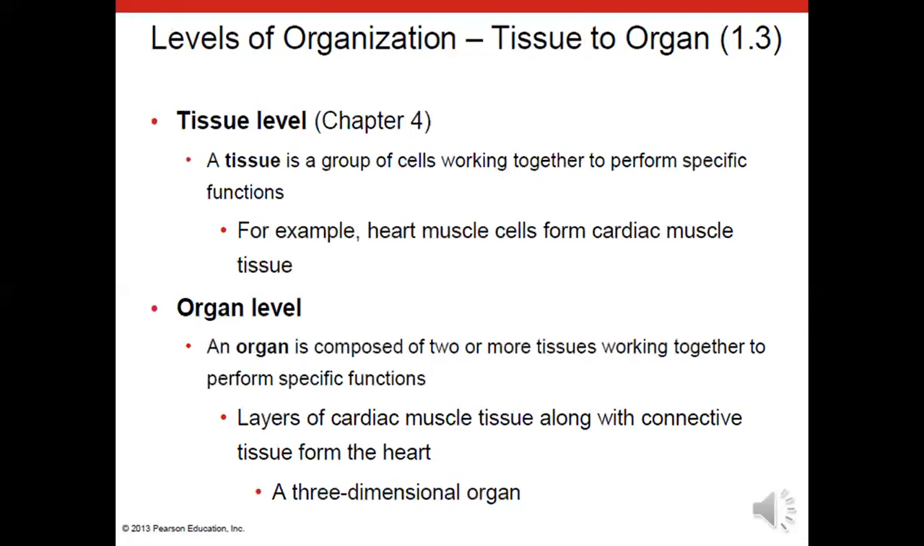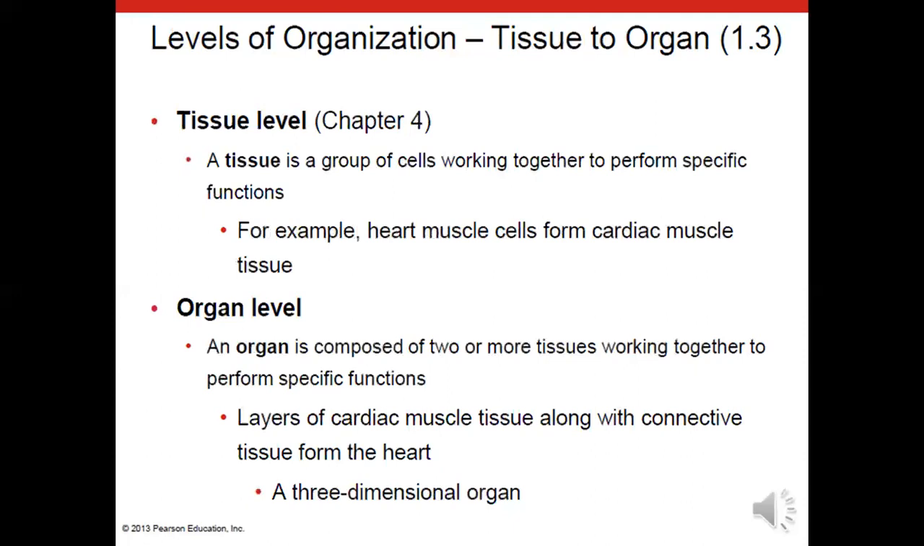Tissues grouped together, one or more, typically more, tissues grouped together to form an organ, like the heart. The heart is an example of an organ, or your liver, or your kidney, your lungs. Those are all organs that are composed of several types of tissues. For example, epithelial tissue, or connective tissue, or muscle tissue, or nervous tissue.